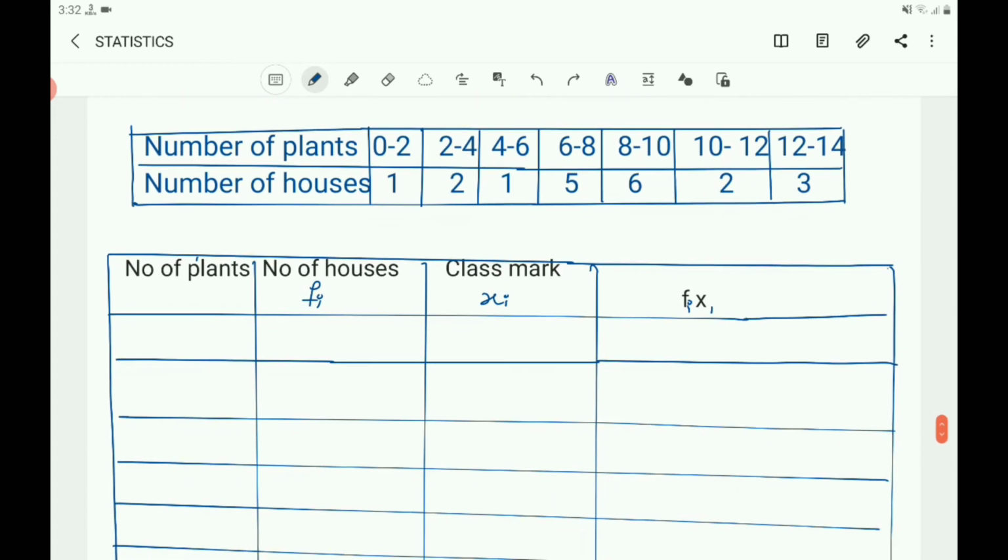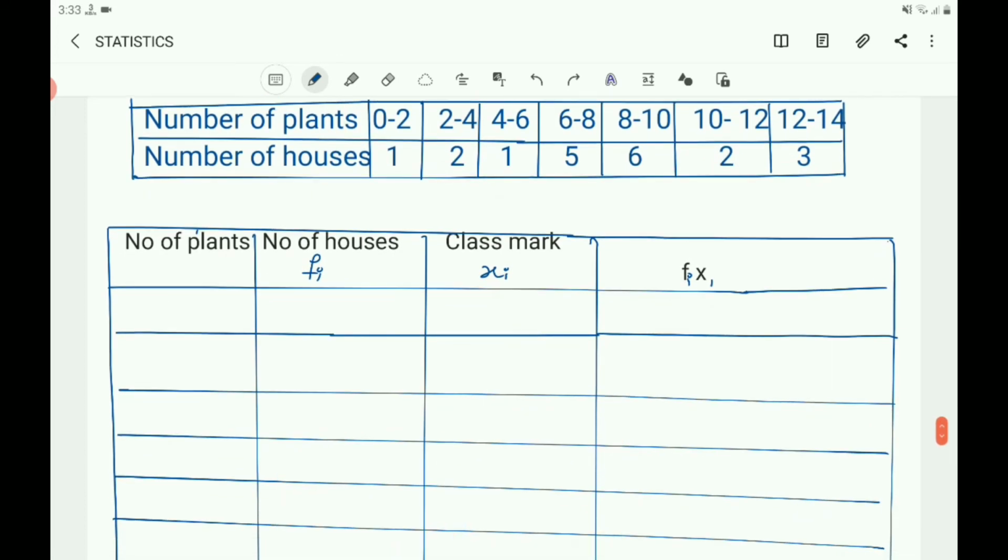Now we make columns here. The first column is for the number of plants. The second column is for the number of houses, that is, the frequency. The third column is for the class mark. The fourth column is for the product of fi and xi, that is, fi xi.